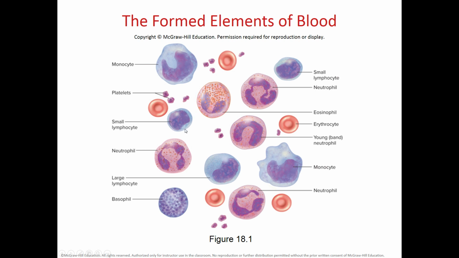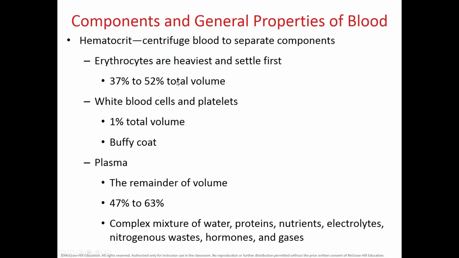Now lymphocytes, they don't have granules, so these are agranulocytes. And monocytes will be the other type of agranulocyte. So lymphocytes and monocytes don't have granules. Monocytes will be the largest white blood cells that we have, and they don't have granules.